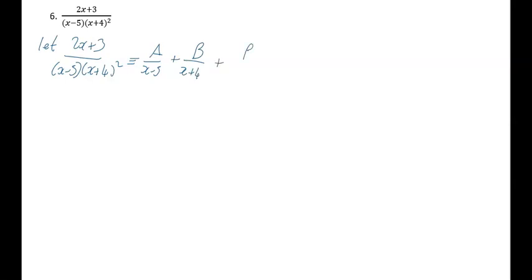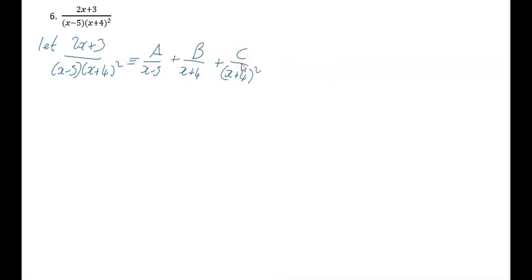Okay, our last example is very similar to the previous one, so we are just going to do the same thing. We're just going to say let (2x plus 3) over (x minus 5)(x plus 4) squared be identically equal to a over x minus 5, just a normal factor, plus b over x plus 4, so that's the first bit of our repeated linear factors, plus c over x plus 4 squared.